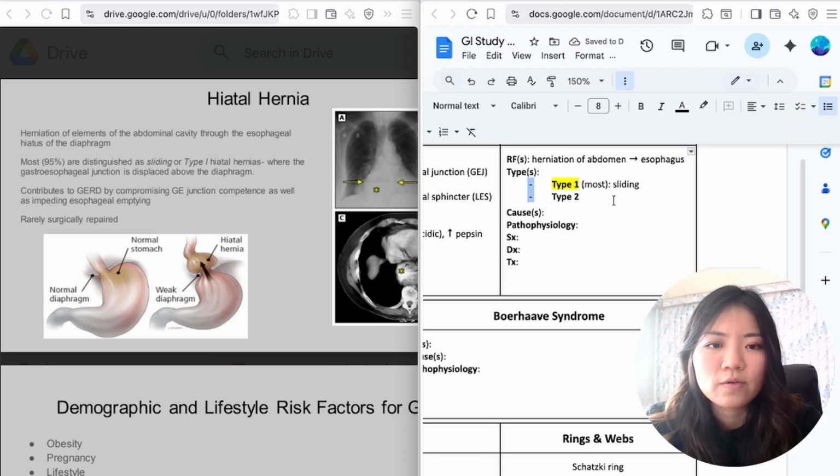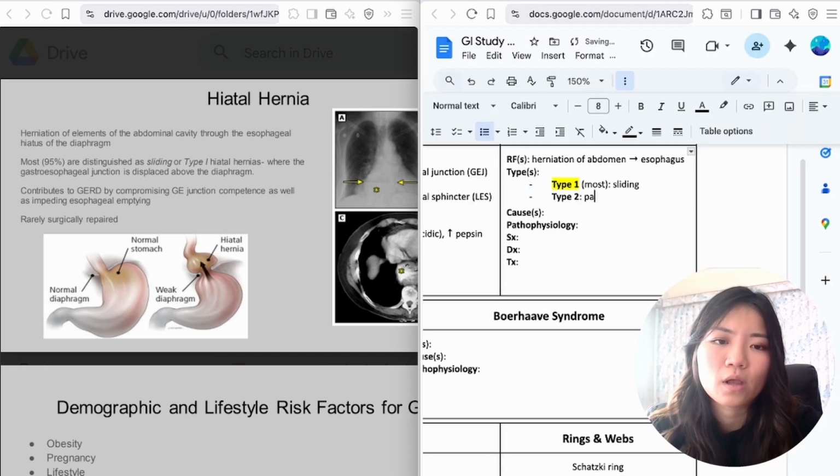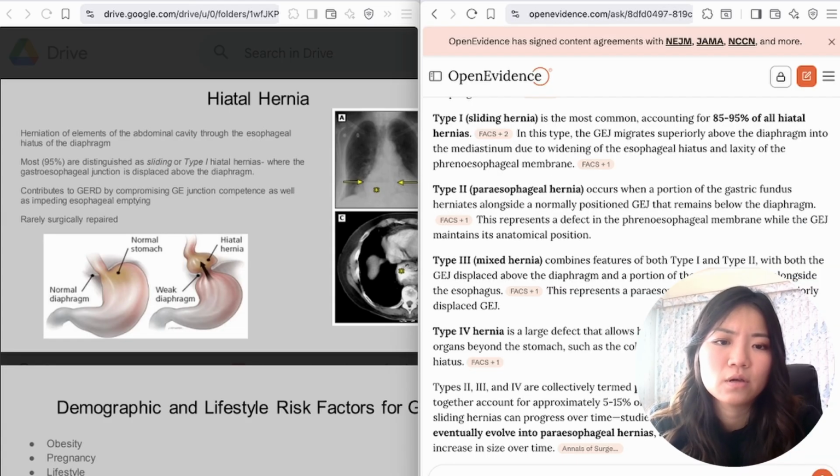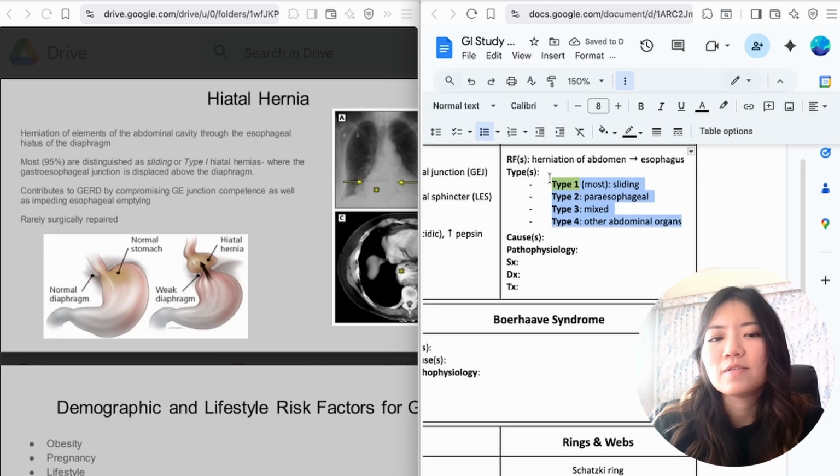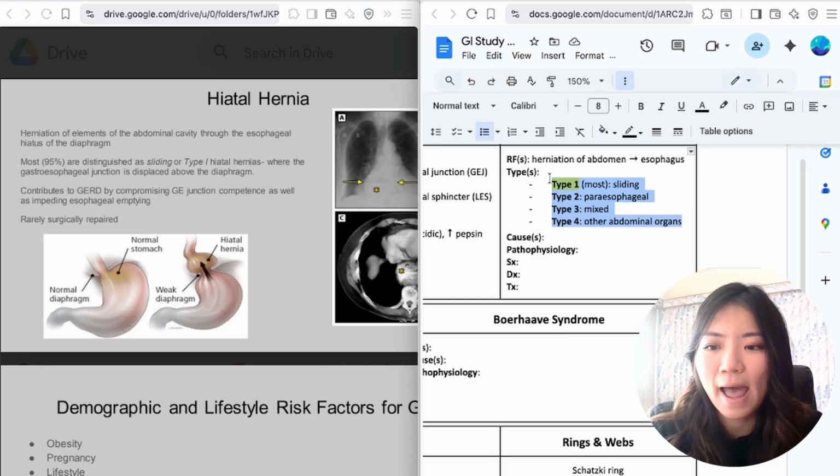Type 2, paraesophageal. What was this one? I think this was mixed. Yeah, and then type 4 doesn't even have a name. Additional abdominal organs. Other, yeah. And then this is one of those instances you can add a picture.